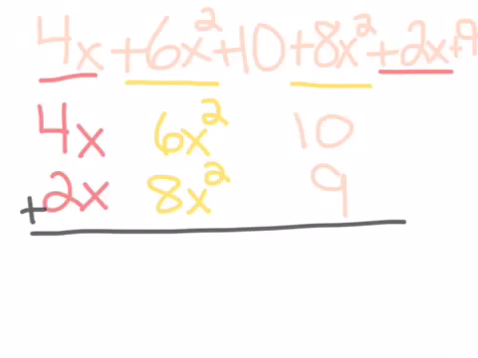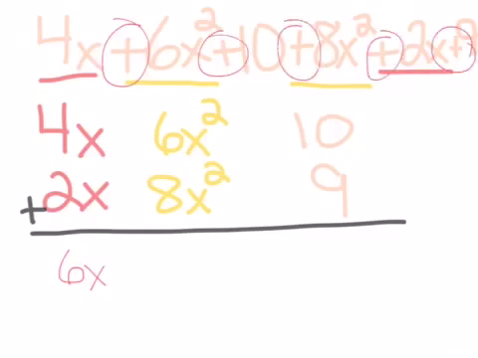Okay, so now we're ready to add them. We have 4x and 2x, so 4 plus 2 gives me 6, and I keep the same variable. Notice in the original expression there were all addition signs, and there were no negative values. So all of my answers are going to be positive, and all of the terms in my final expression are going to be added together. So then I have 6 plus 8, that gives me 14. The variable with those is x squared. That means I have 14 x squareds. And then the last one is 10 plus 9, that gives me 19.